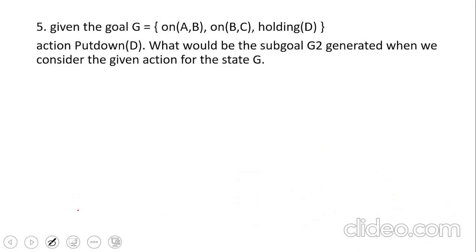Okay. Now take the same fifth question. Given a goal G, action put down D, what would be the sub goal? The same thing whatever we have done till now. Now G is on AB, on BC, holding D. Now what is the action we require? Meaning that first we are having Z, that is on AB, on BC and holding D.